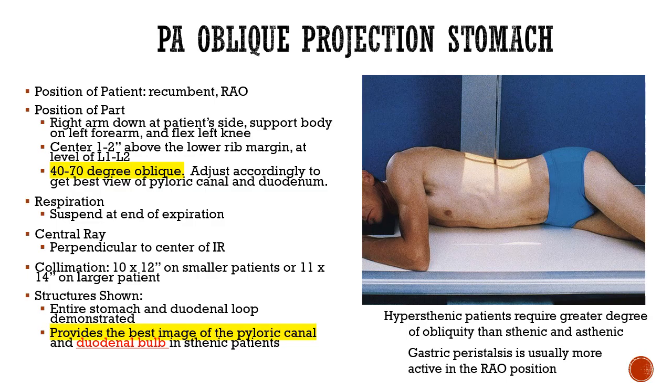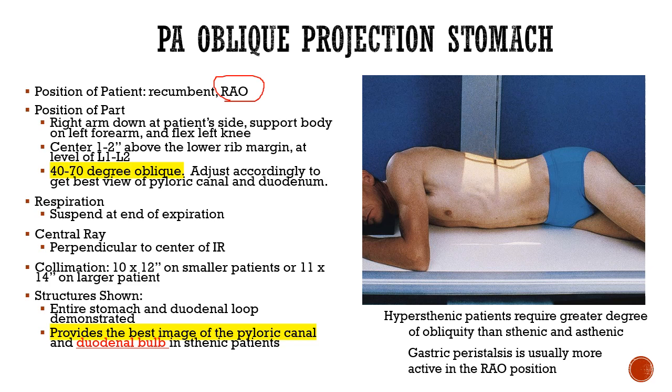The PA oblique projection we're going to perform is with an RAO position. We're going to have the right arm down by the patient's side, support the body on the left arm, and flex the left knee. We're going to center 1 to 2 inches above the lower rib margin at the level of L1, L2, and we've got a pretty big degree of obliquity difference here, 40 to 70 degree oblique. It's according to what we need to get the best view of the pyloric canal and the duodenum.